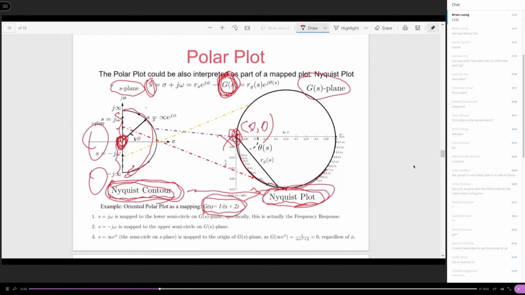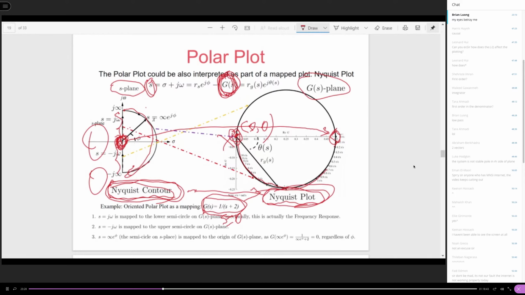Yes, 0.5. Very easy to figure out. Why is it 0.5? This point indicates S equal to 0. If you take S equal to 0, G of 0 is 1/2. So it is this point that corresponds to the origin. I did not draw it.